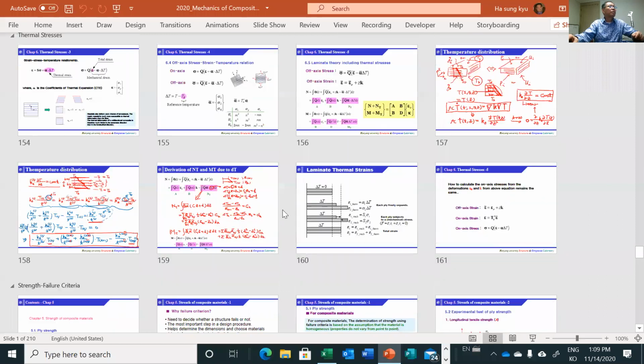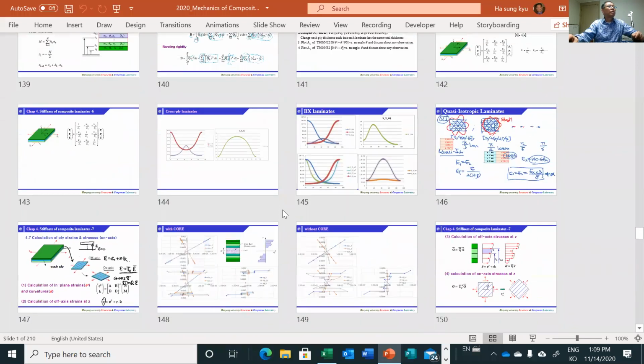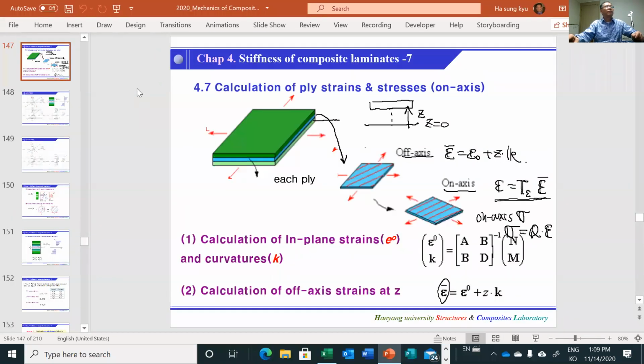So let's briefly go through what we have done, and then let's run some cases using the Excel file we have developed so far. And last week, actually, we went through all the theory and developed an Excel tool. And now you can calculate any stresses and strain of each ply for any given load.